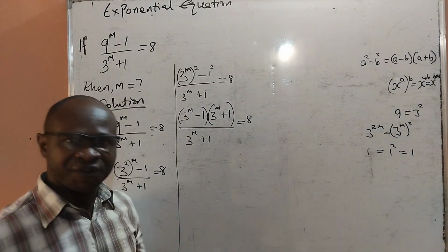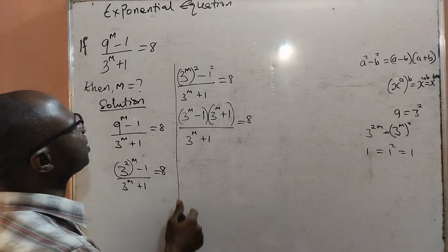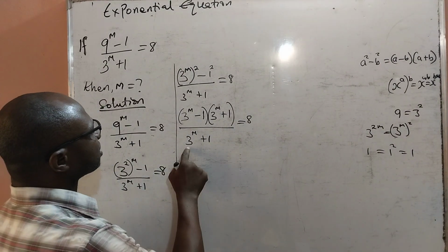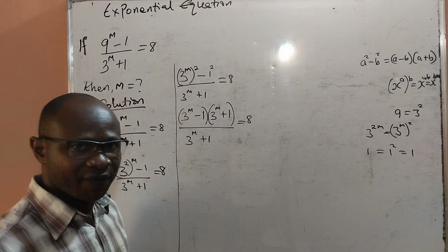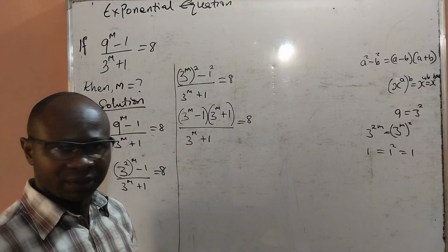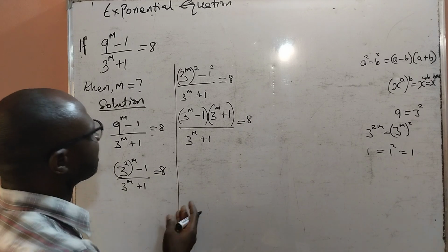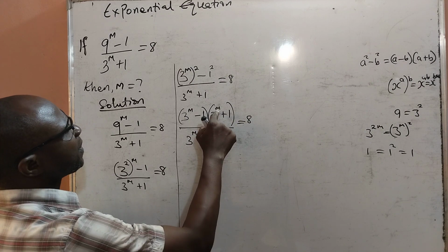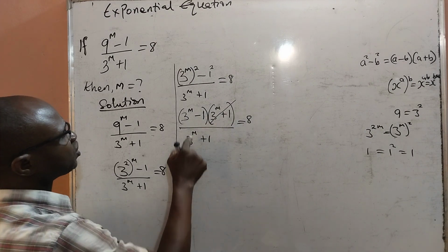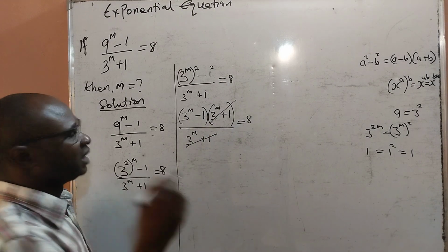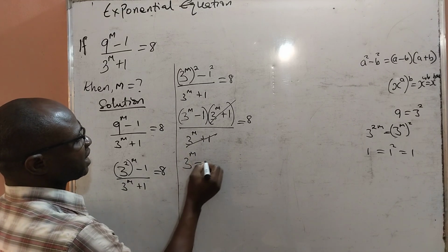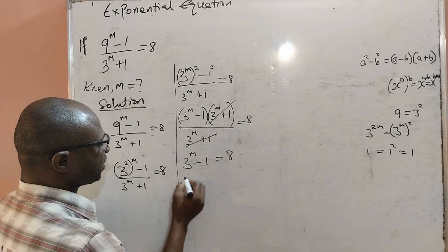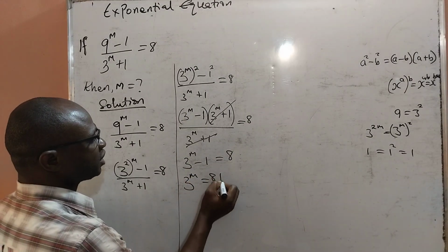At this point, I have achieved something. And what is the essence of all this? To see what I can have at the numerator by the left hand side, which will cancel what I have exactly at the denominator. And from that way, everything is almost resolved. The answer is very close after that. Now, 3 raised to power n plus 1 can cancel 3 raised to power n plus 1 at the denominator, leaving me with 3 raised to power n minus 1 equal to 8. Moving negative 1 from the left to the right will give me 3 raised to power n equal to 8 plus 1.